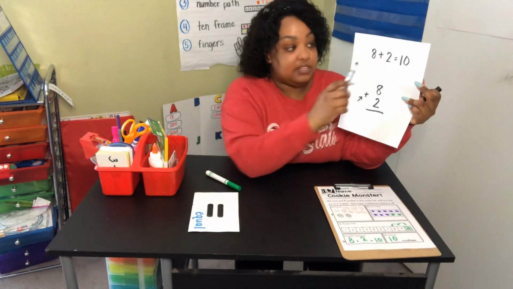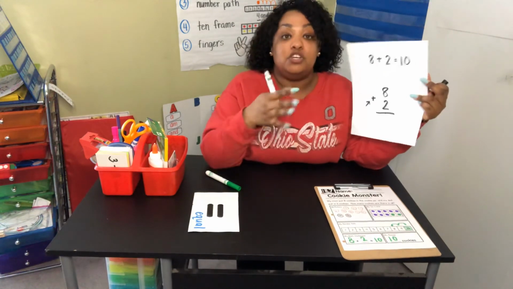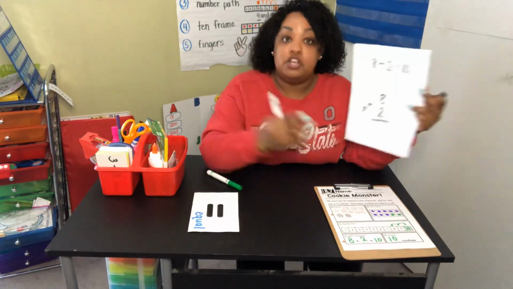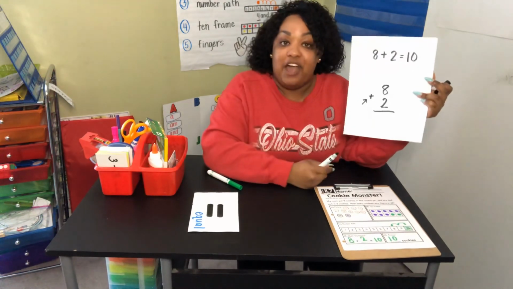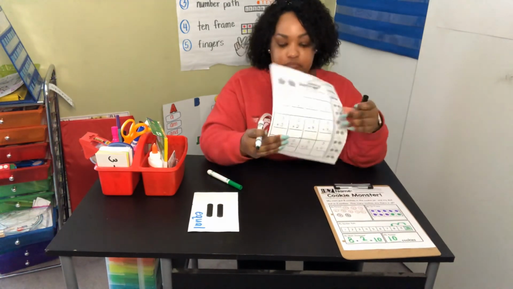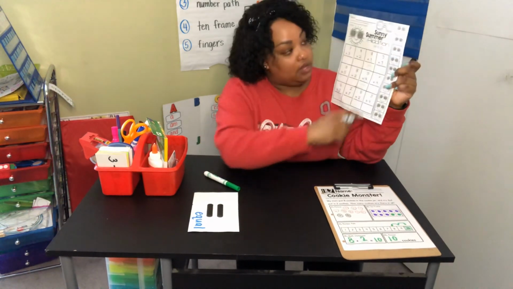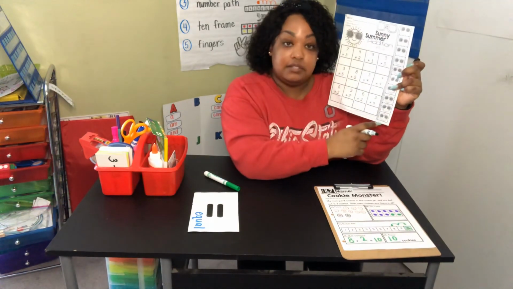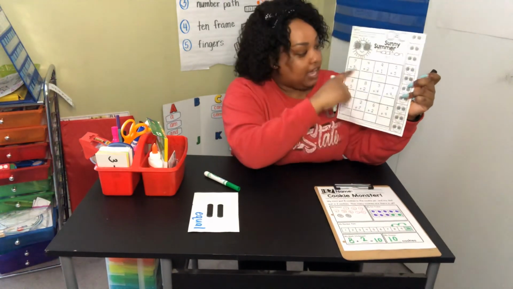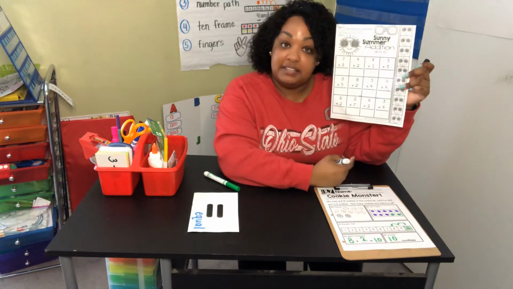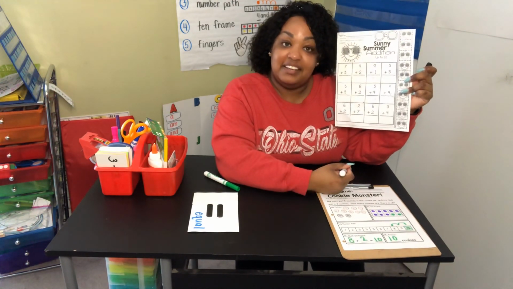So whether it's left to right or up and down, you can still draw pictures, you can still use your fingers, you could still use a 10 frame or a number path to figure out your math problem. I put your problems up and down. I've also put some suns on the right side. So you can cut out the suns and use them to practice, or you can do any of the other ways that we practiced. Good luck with your math.